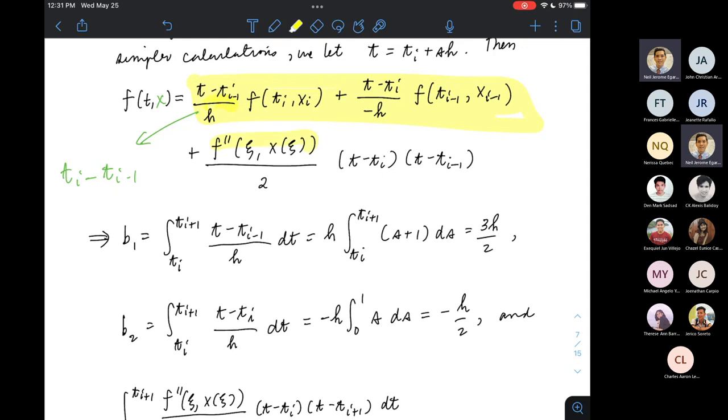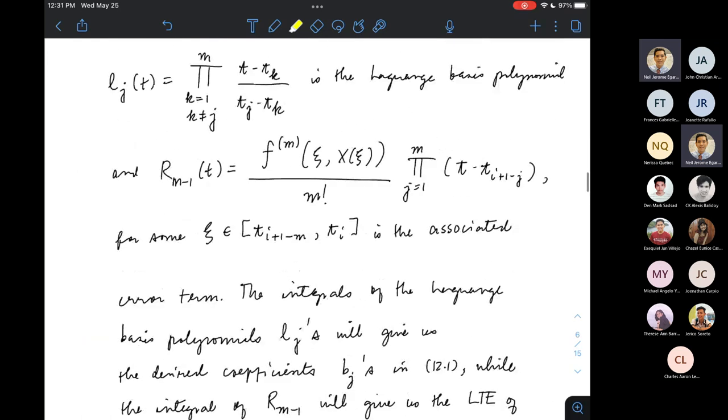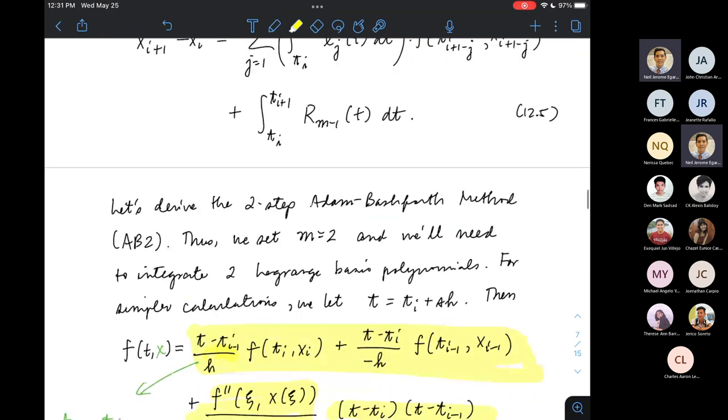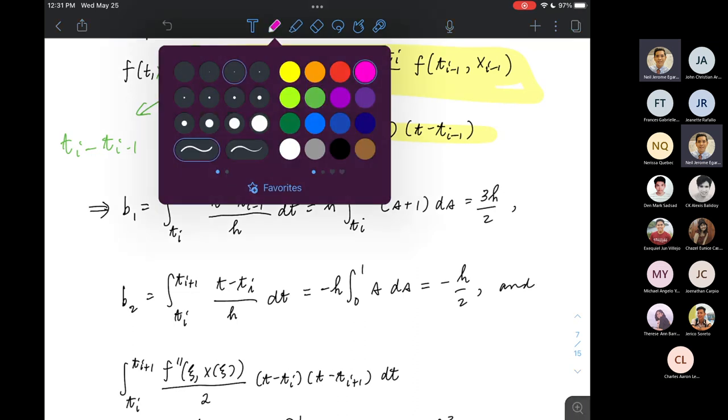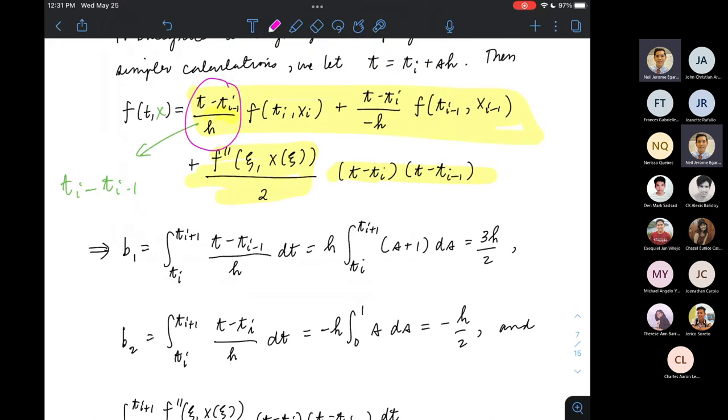And then the error term is the second derivative, okay, times t minus t sub i times t minus t sub i minus 1. Let me double check that. Yes, just use m equals 2 in the error formula, okay? So ito yung Lagrange interpolating polynomial para kay function f relative to the points t sub i and t sub i minus 1. Tapos, kung maalala nyo, sabi natin ang crucial ay yung integral ng Lagrange basis polynomial. For this interpolating polynomial, this is little L1, this is little L2. Sila yung Lagrange basis polynomials.